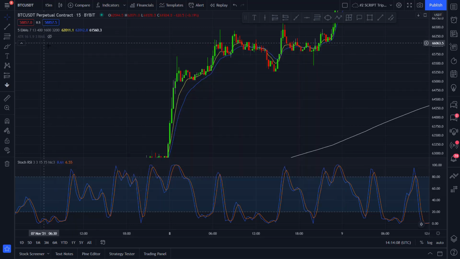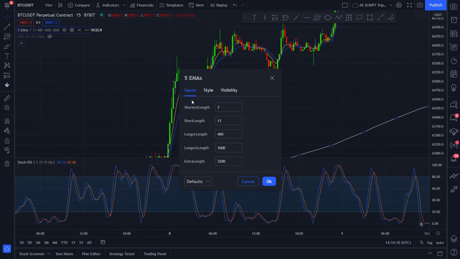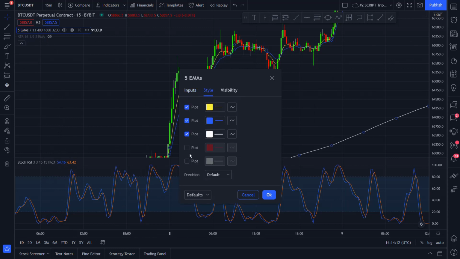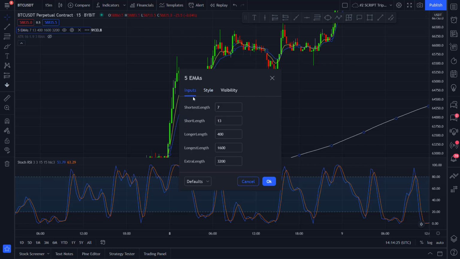Now let's go over the settings. For the 5 EMAs, first, go into the style and turn off the last 2 EMAs. You can also see here my color settings, which is yellow, blue, and white. Now go into the inputs and type in 7, 13, and 400. The last 2 don't matter because we are not going to use them.